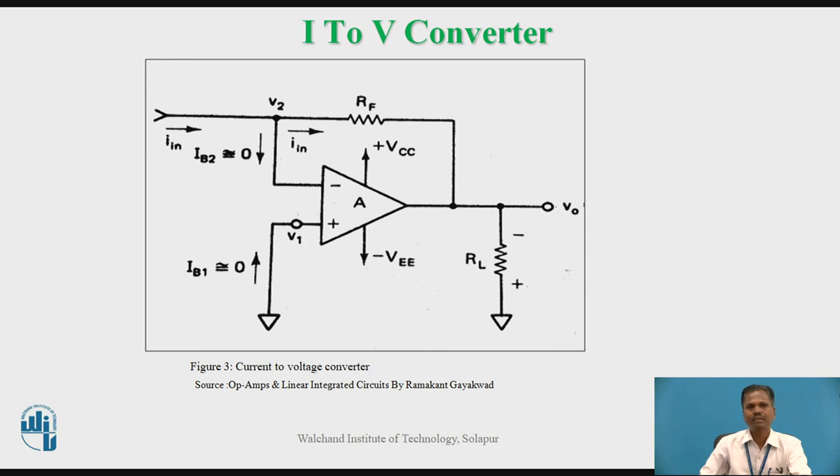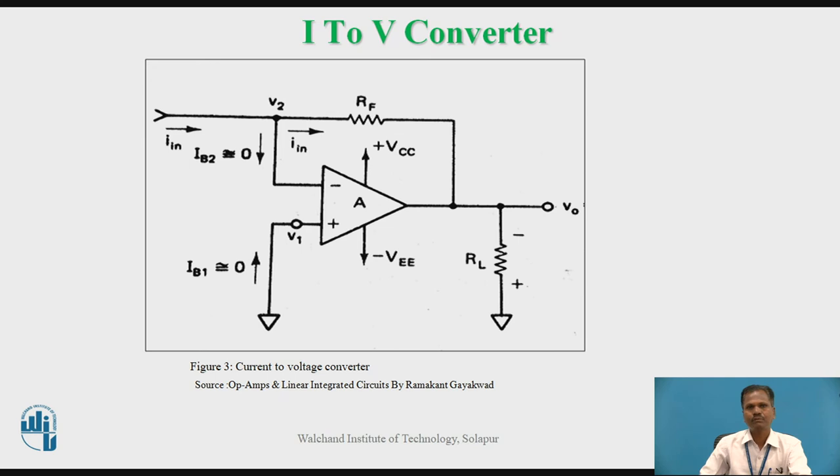The currents flowing through the inverting input and non-inverting input are the bias currents, IB1 and IB2, which are approximately 0. So the input current is applied to the inverting input, and the current flowing into the inverting input is approximately 0 because the input resistance of the operational amplifier is very large, ideally infinity. So all input current flows through feedback resistor RF. RF is connected in between the inverting and output terminal of the operational amplifier.